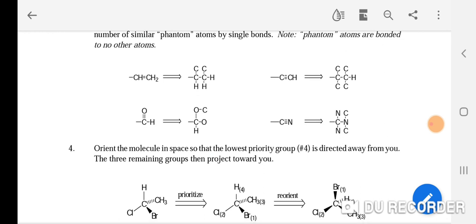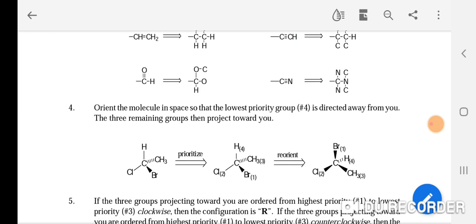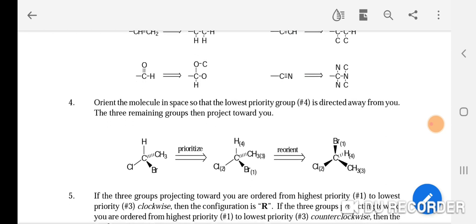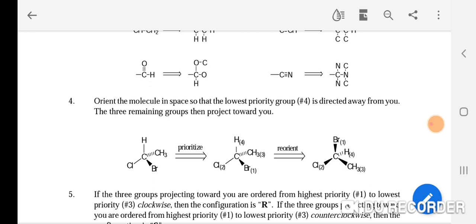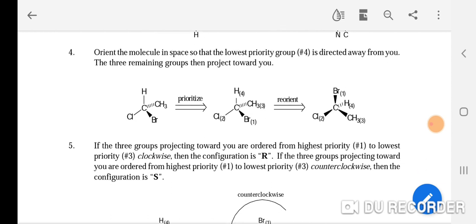Rule number 4: orient the molecule in space so that the lowest priority group, number 4, is directed away from you. The three remaining groups are then projected towards you. See this example in which the methyl group is away from you. We have to reorient this and we get the final structure in which hydrogen is away from you and bromine, chlorine and CH3 are towards you. Then we can assign the configuration.